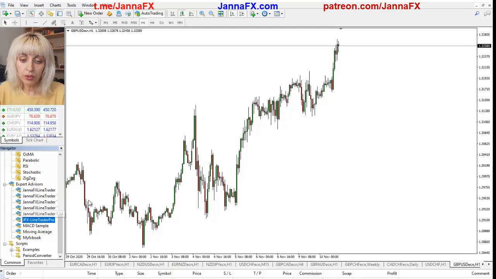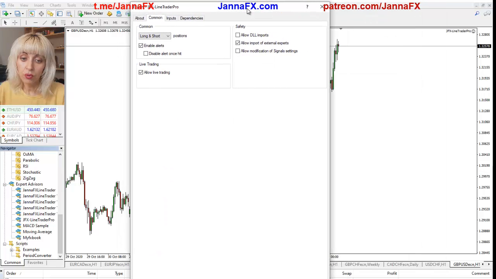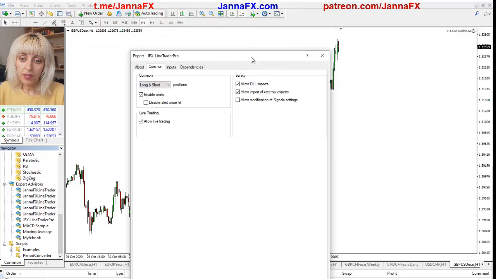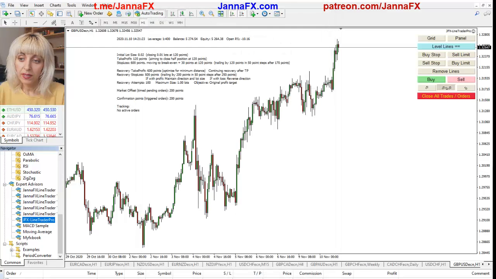Then to put it onto the chart, if you're completely new to it, you just drag it and drop it on the chart. You have to make sure that you have Allow live trading ticked and Allow DLL imports. Don't forget to do that, and that's pretty much it. Then you press OK. So let's do it this way, like that, and here we go.